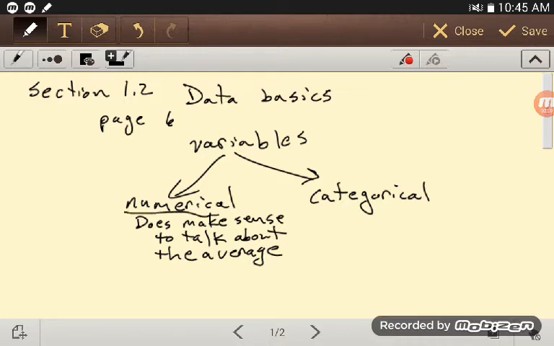Okay, so we're here at numerical. Does it make sense to talk about the average? So we had mentioned in the introduction height and weight, average height, average weight. Those make sense, and so yes, numerical. Categorical, on the other hand, typically an average wouldn't make sense. So things could even have an order. So if you think of things like street addresses, usually they go in a nice order.